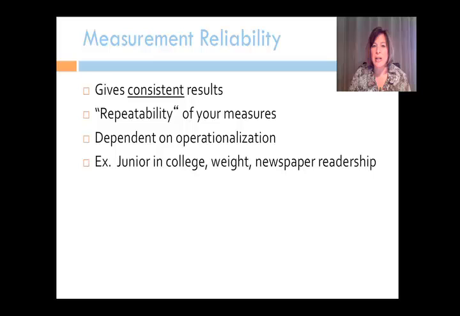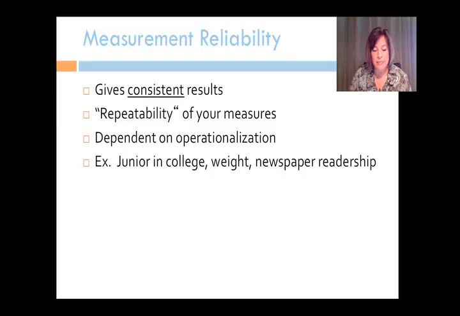It's also dependent on how clearly you define the variables, which is, if you recall, what operationalization means. Operationalizing our concepts into measures. Reliability is dependent on how clearly they're defined.